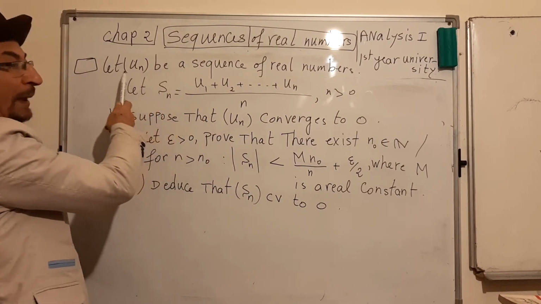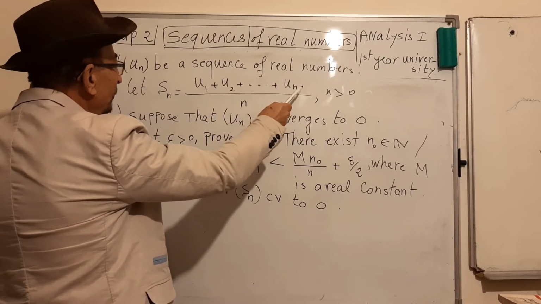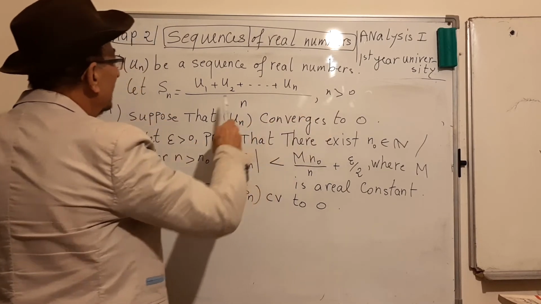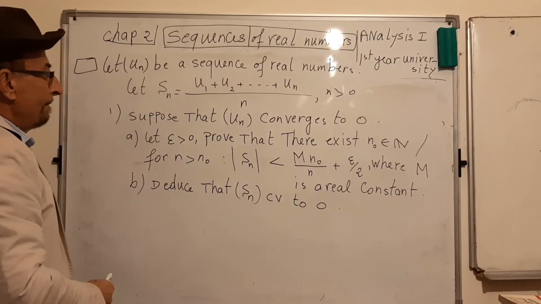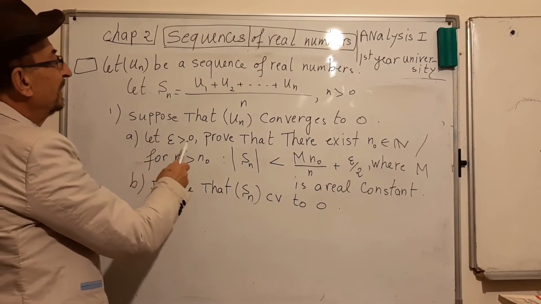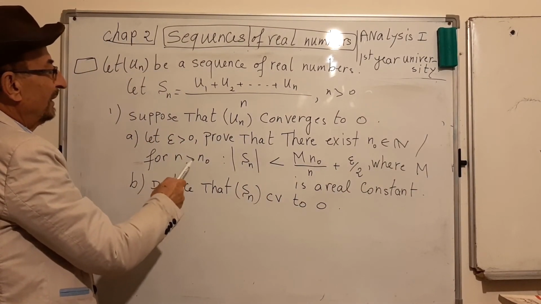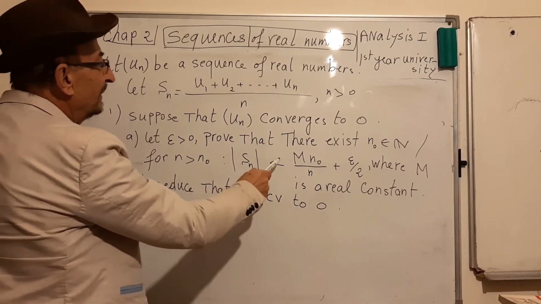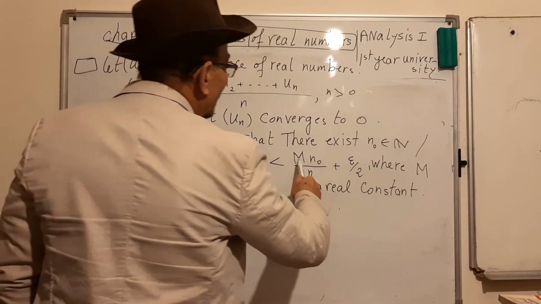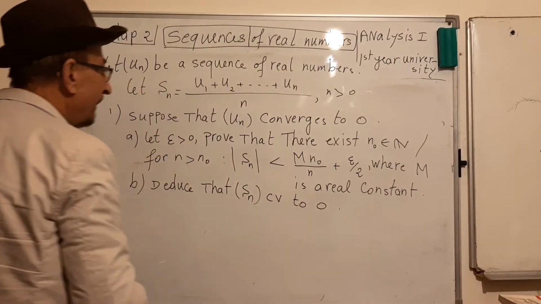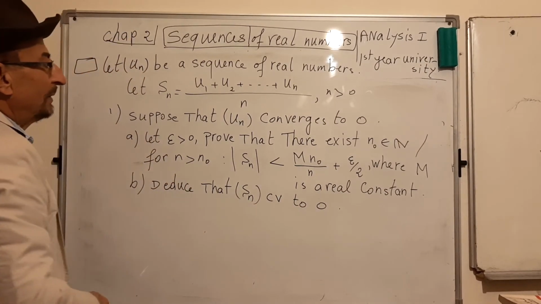Another problem. Let un be a sequence of real numbers. Let Sn equal (u1 plus u2 plus etc. plus un) over n, with n strictly positive. 1. Suppose that un converges to 0. Part A: let epsilon be strictly positive. Prove that there exists n0 belonging to N such that for n greater than n0, the absolute value of Sn is less than M n0 over n plus epsilon over 2, where M is a real constant. Part B: deduce that Sn converges to 0.